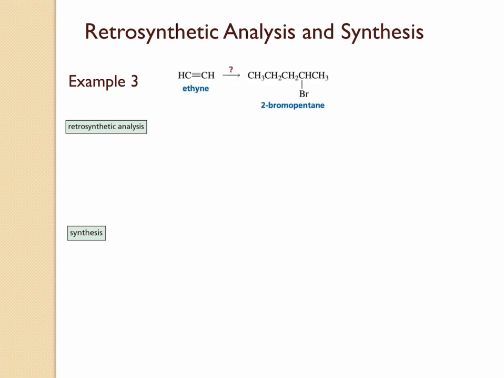How can we convert ethyne into 2-bromopentane? Let's draw the retrosynthetic analysis for this compound. So let's take a target molecule, which is 2-bromopentane, and divide that into some simple synthetic precursors to arrive at the starting material. If we can have a double bond here between these 2 carbons, then we can simply do the hydrohalogenation reaction. So the first synthetic precursor is going to be an alkene.